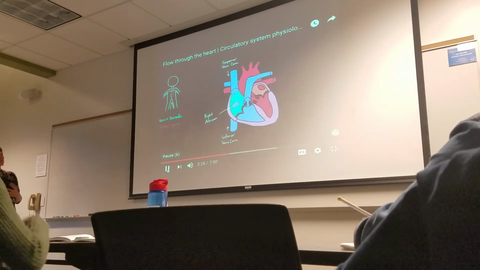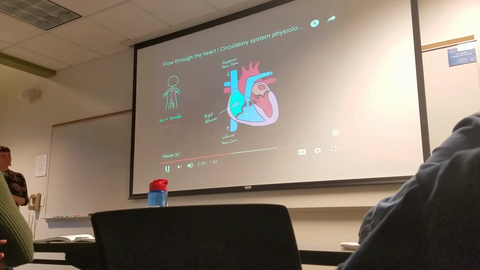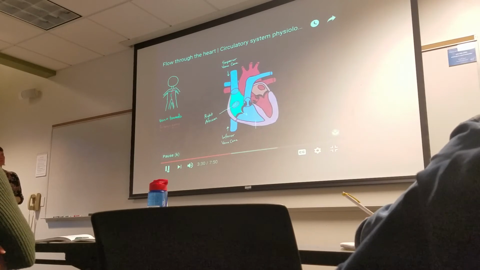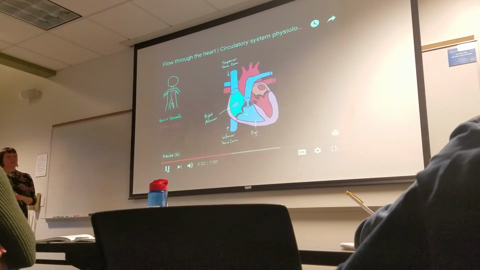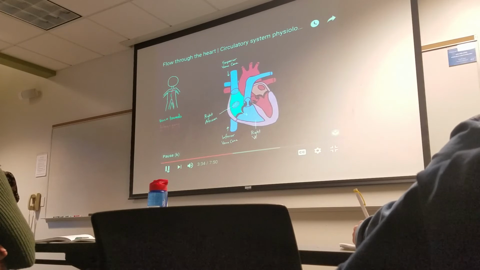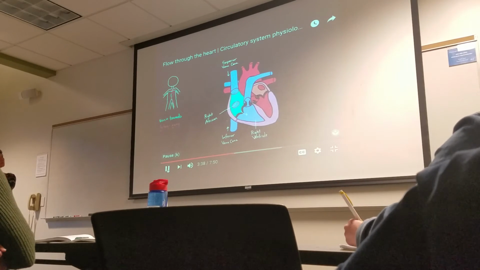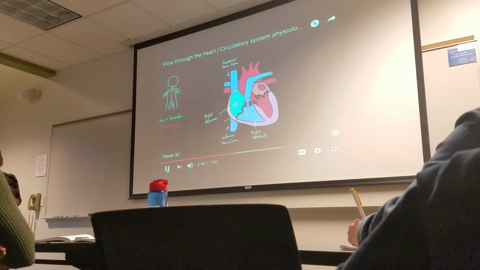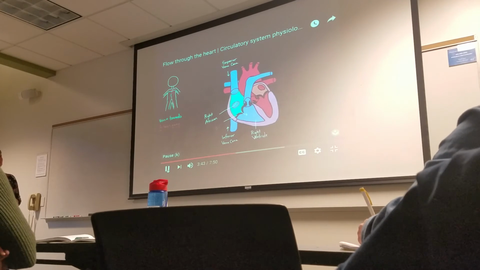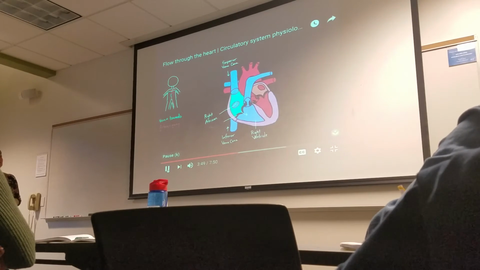And once blood is in the right atrium, it's going to head down into the right ventricle. So this is the right ventricle, down here. This is the second chamber of the heart. And it gets there by passing through a valve. And this valve, and all valves in the heart, are basically there to keep blood moving in the right direction, so it doesn't go in the backwards direction. So this valve is called the tricuspid valve.